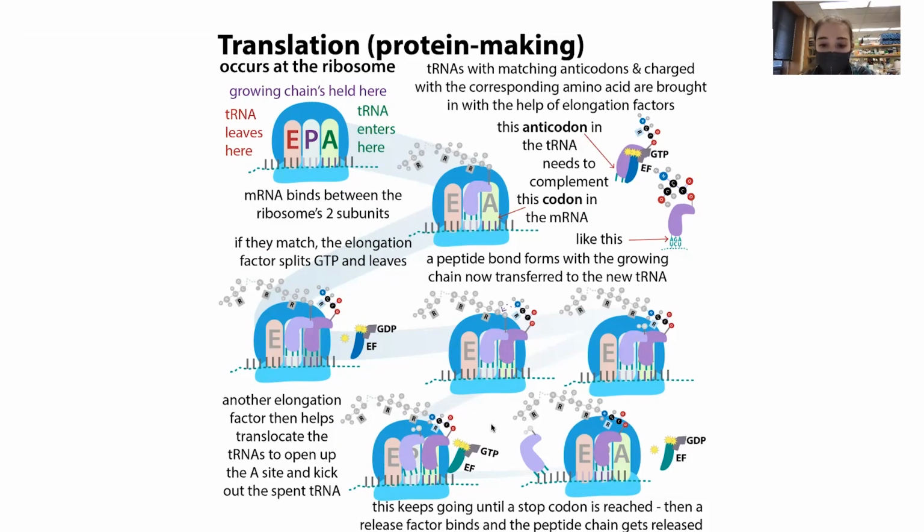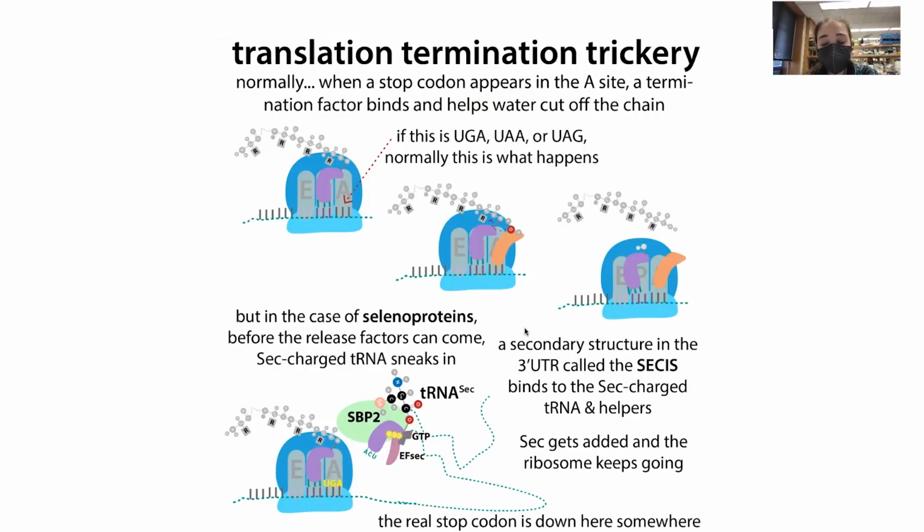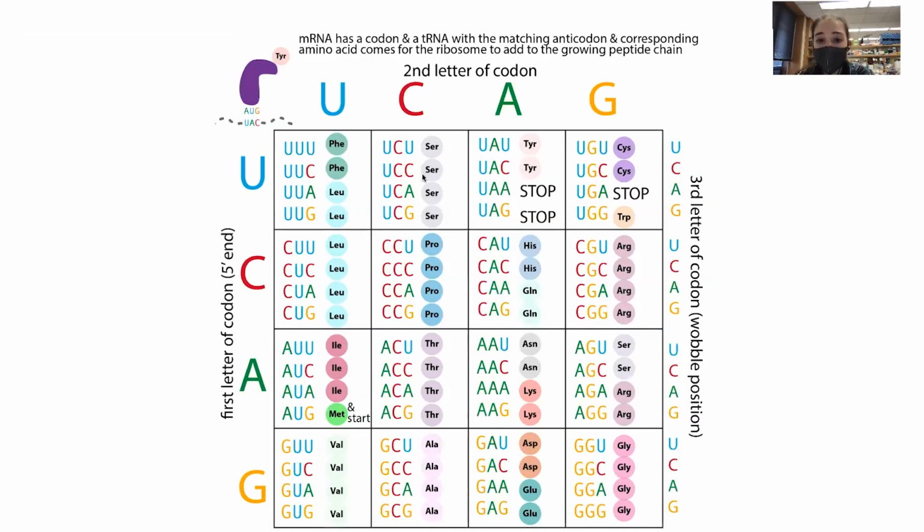Finally, this is going to keep going until a stop codon is reached. When that happens, a release factor is going to bind, and the chain is going to get cut off. This release factor, instead of being a tRNA, is a little protein. It binds and causes the chain to hydrolyze, so the chain is broken. Release factors bind when one of the stop codons shows up: UAA, UAG, or UGA.